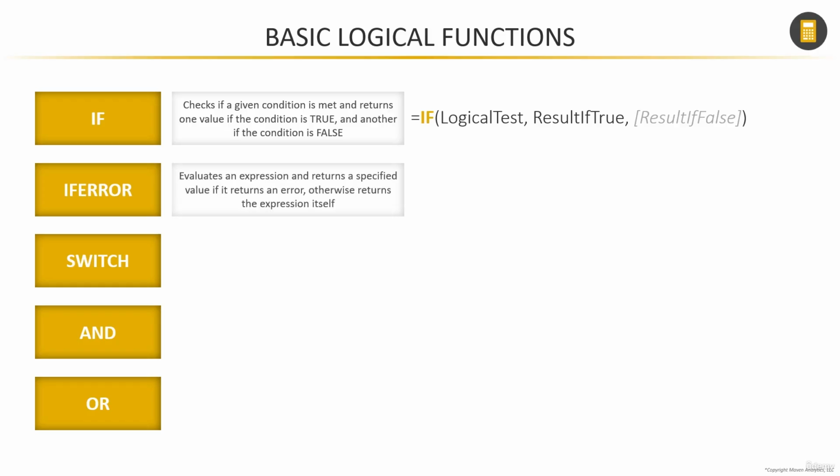Next up, we've got if error. And this one evaluates a value or an expression and returns a value that you specify if the expression returns an error. So otherwise, go ahead and evaluate the expression just like you normally would. So it's a little bit wordy and it sounds more confusing than it really is. Basically, all you're doing here is you're saying, hey, if you get an error when you return the value or the expression, instead of displaying an error, I want you to display some sort of custom value instead.